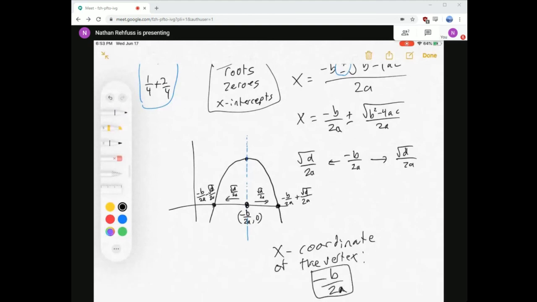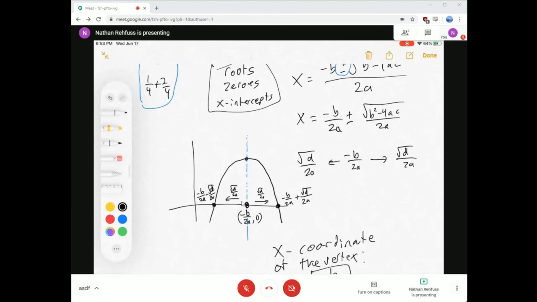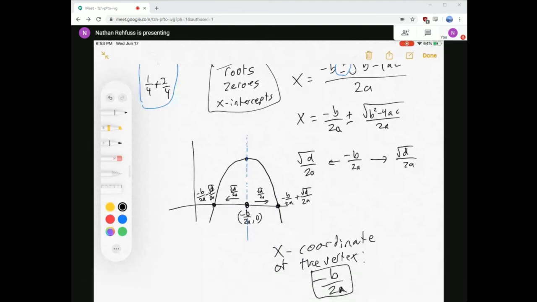Has to be, because it's symmetric around the vertex. That's why we go up or down by the same amount from the middle to get to the two roots. So the middle has to have the same x-coordinate as the vertex, because they're straight up and down from each other. So that's where the vertex is. Now we know how to find the vertex in quadratic form.